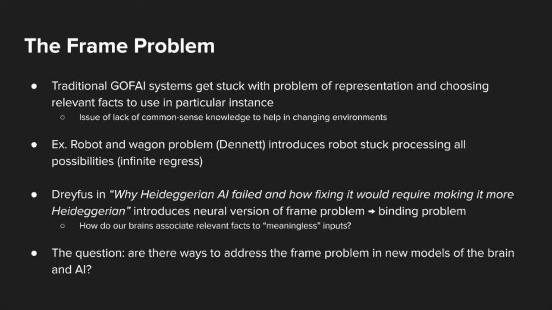Hubert Dreyfus in Why Heideggerian AI Failed and How Fixing It Would Require Making It More Heideggerian also describes the neural version of the frame problem, which is the binding problem. How does our brain maintain and connect facts in its representation of its current experience of the world to other facts that it knows? What and how does it bind significance and relevance to meaningless external inputs? We'll look at possible solutions to these problems in modern models and AI systems, which quite possibly eliminate the frame and binding problems altogether.